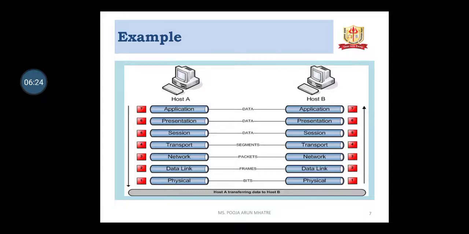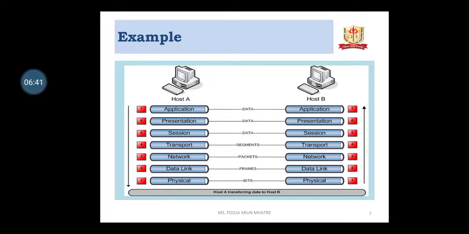When the sender sends a message in an application format, the application layer sends the message to the presentation layer. The presentation layer encrypts the data, then the encrypted message is sent to the session layer. Then the session layer checks the message and sends it to the transport layer.